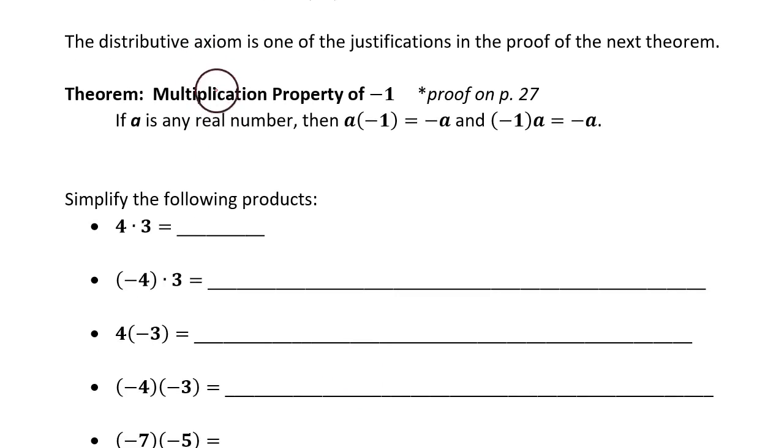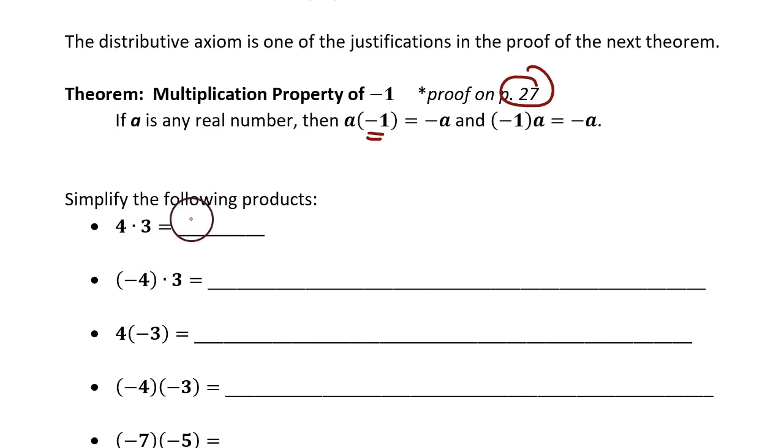This theorem is the multiplication property of -1. We're not going to look at the proof in the video, but it's on page 27 of your book. If A is any real number, then multiplying A by -1 makes the negative of A. With this theorem, we can create rules for multiplying numbers.